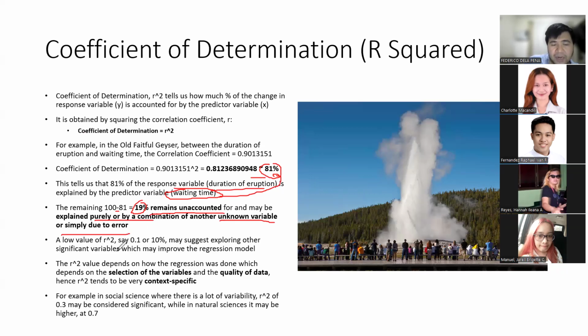On the other hand, if you're getting a very low or a relatively low coefficient of determination, like let's say 0.1, it probably tells you that you should be exploring other predictor variables, okay? Or you should consider other variables which may better explain or better account for the behavior of your y variable.